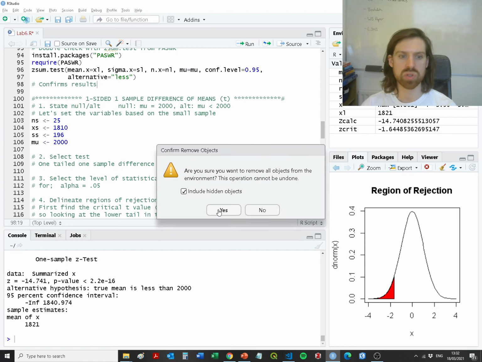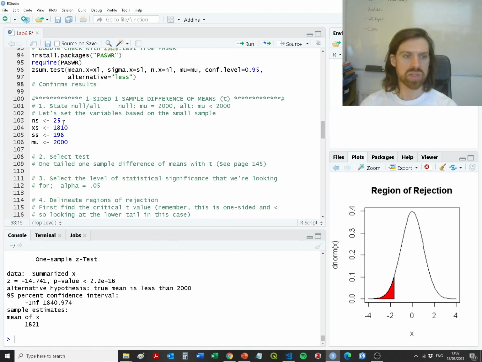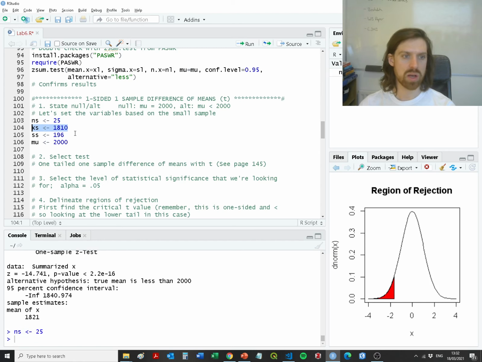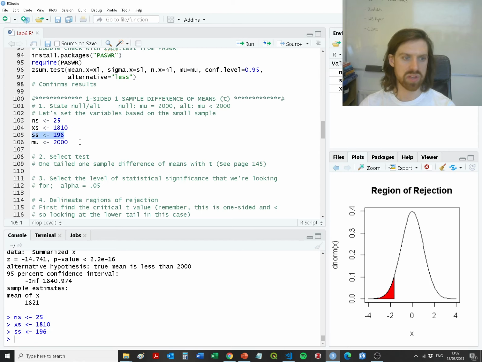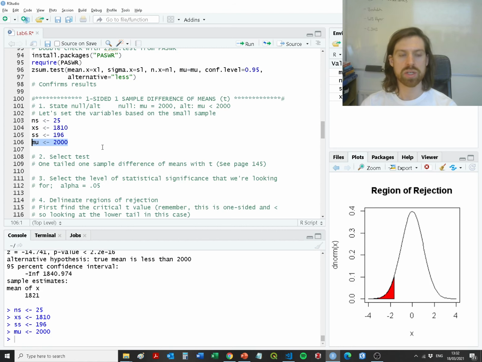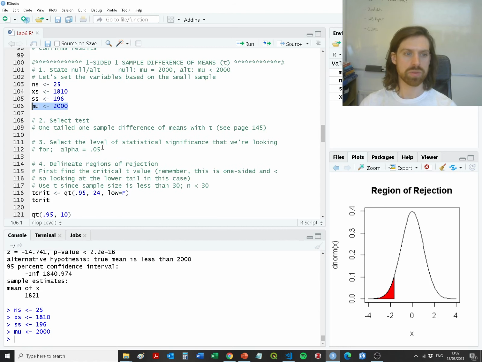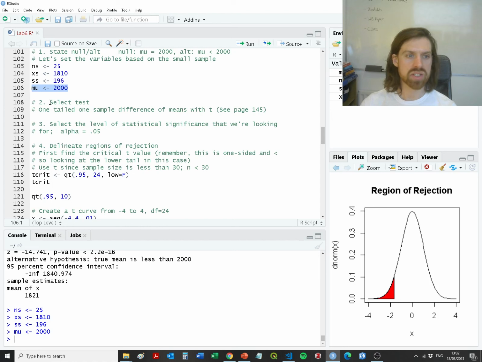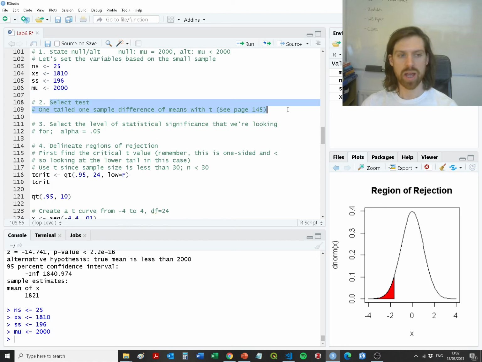So this is for our smaller data set. Essentially we've got 25 samples, we've got our sample mean, we've got our sample standard deviation, we've got our population average, and then we want to select the same statistical test, but this time because we've got less than 30 values, we obviously need to use the t-distribution, okay, so not the normal distribution that we used before.